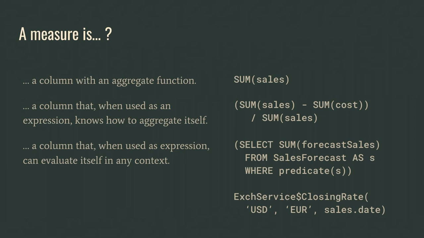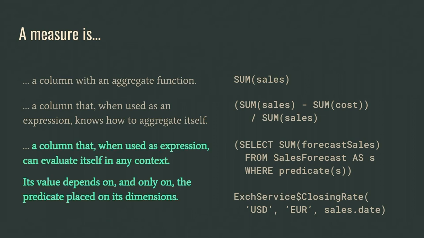So I claim that the best definition of a measure, the most general one, is a column that you can use in an expression and it will evaluate itself in any context. And that might be a context like any zip code, any year, any quarter, any range of customers. I might be interested in what was my profitability for all sales to customers who had three dogs and fewer than two cats. Any particular criteria like that, I can evaluate this measure. So its value depends on the predicate that I've placed on the dimensions of that measure.